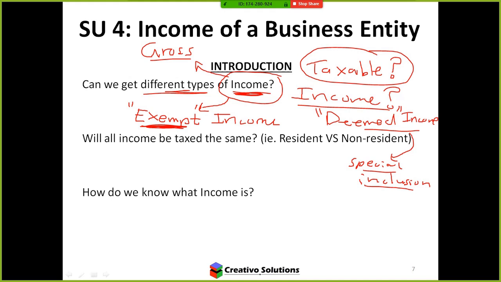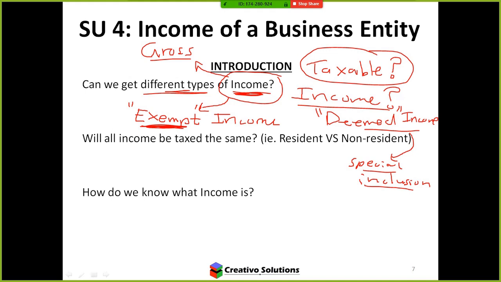And that's what this chapter is looking at. Study Unit 4 is focusing on this one concept, income. What defines it? What makes income? Are there any types of income that shouldn't be included? And that's obviously exempt. And should there be any things that are excluded but should be specifically included? And that's the special inclusions.